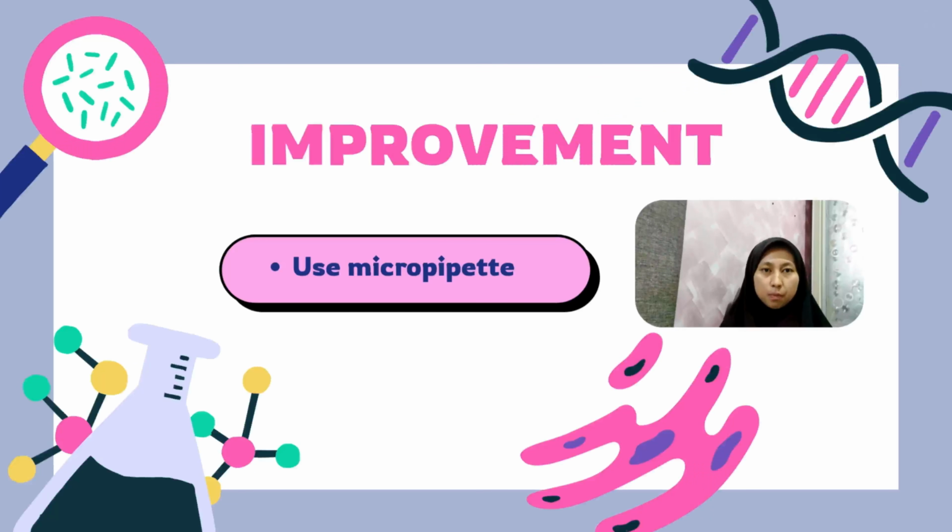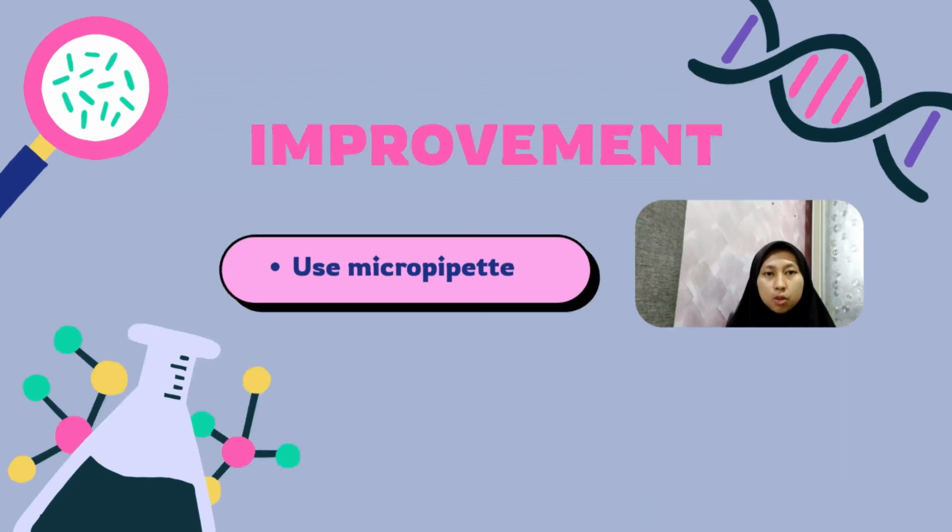Next is for the improvement, which is the use of a micropipette. So instead of relying on a manual dropper, the use of micropipettes by setting a specific and precise volume for the liquid samples can eliminate the human errors and guarantee a uniform quantity.